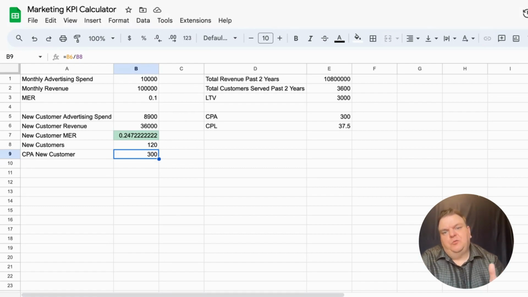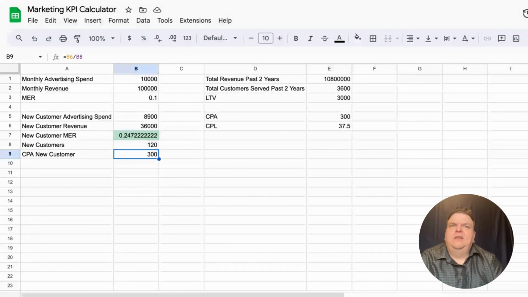In this instance, we spent $8,900 of our $10,000 on new customers. That's definitely a good ratio to have. You don't want to spend a ton of money on recurring customers. You want to spend a little bit, obviously, but most of it should be in new customer acquisition. From that, we were able to generate $36,000 from the $100,000 that we had earned overall. The MER in this case is 24%, or roughly 4 to 1, which is perfectly acceptable.